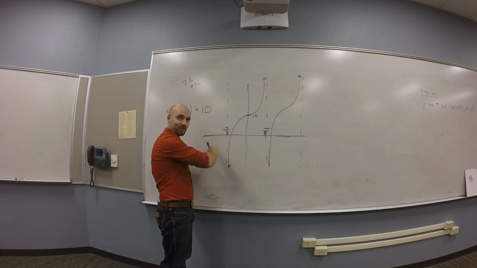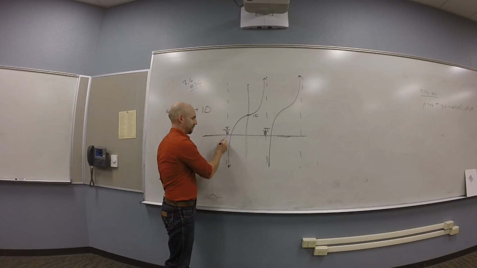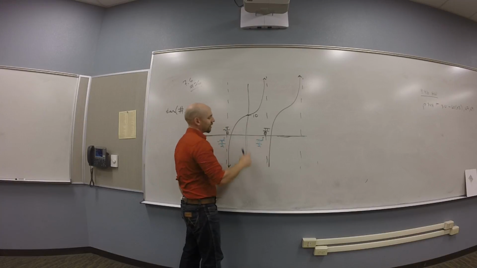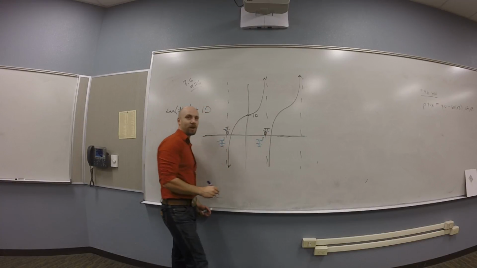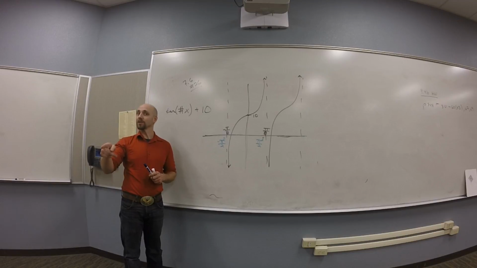Normally the asymptotes are at negative pi over 2 and pi over 2. So to get from pi over 2 to pi over 8, it got multiplied by 1/4, compressed by a factor of 4, right?